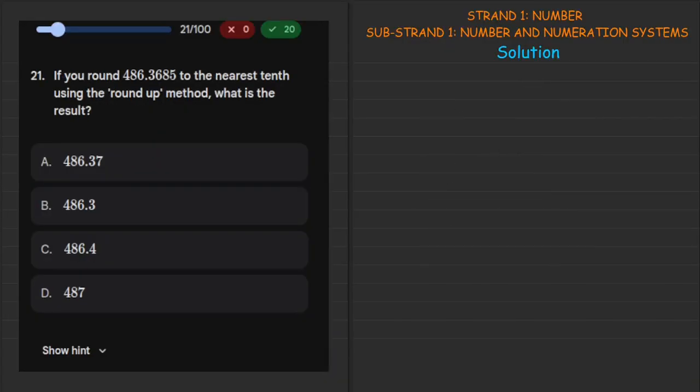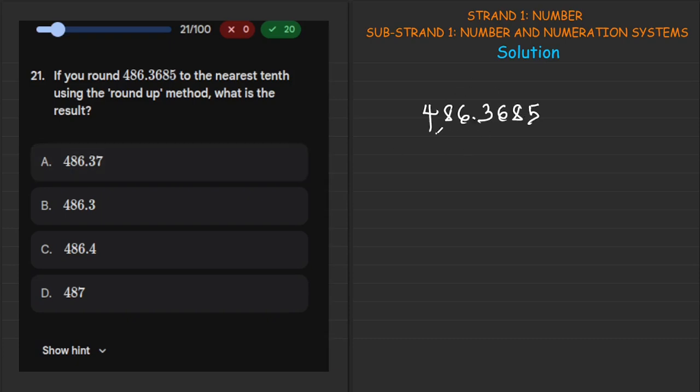Okay, so welcome back. Now we will be moving fast because we are actually doing the same ideas, and I do hope you are getting them. Question number 21 says if you round 486.3685 to the nearest tenth using the round up method, what is the result?